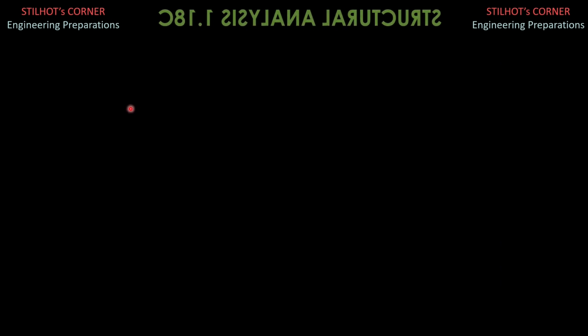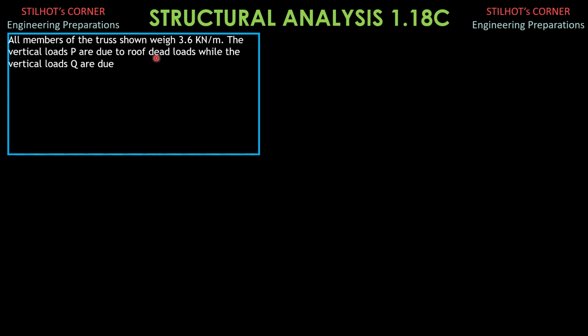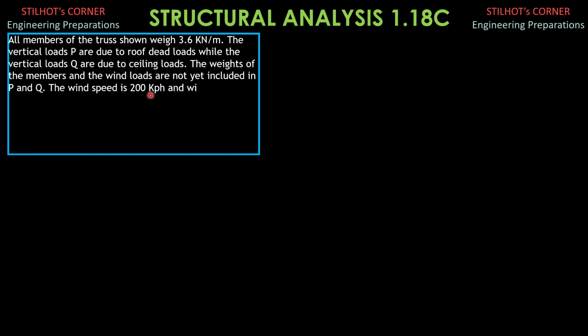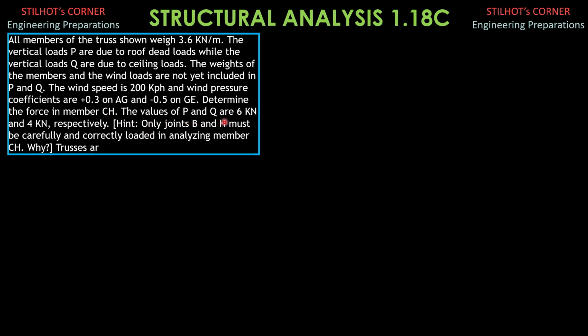Let's have a problem on wind loads. All members of the truss shown weigh 3.6 kilonewtons per meter. The vertical loads P are due to roof dead loads, while the vertical loads Q are due to ceiling loads. The weights of the members and the wind loads are not yet included in P and Q. The wind speed is 200 kilometers per hour, and wind pressure coefficients are positive 0.3 on AG and negative 0.5 on GE. Determine the force in member CH. The values of P and Q are 6 kilonewtons and 4 kilonewtons respectively.